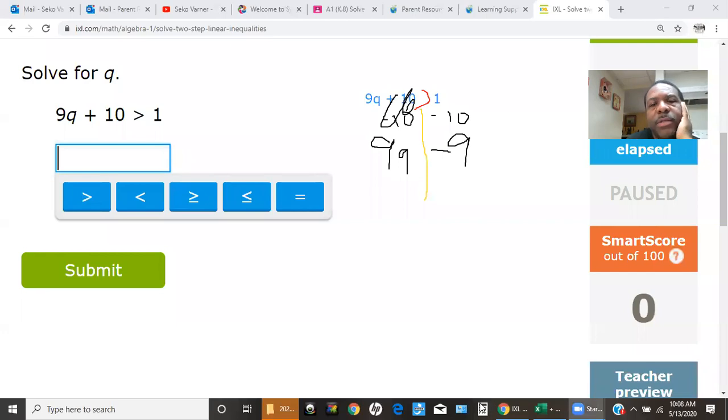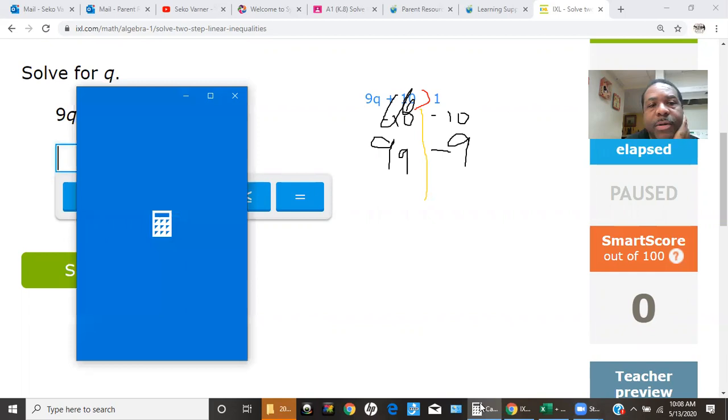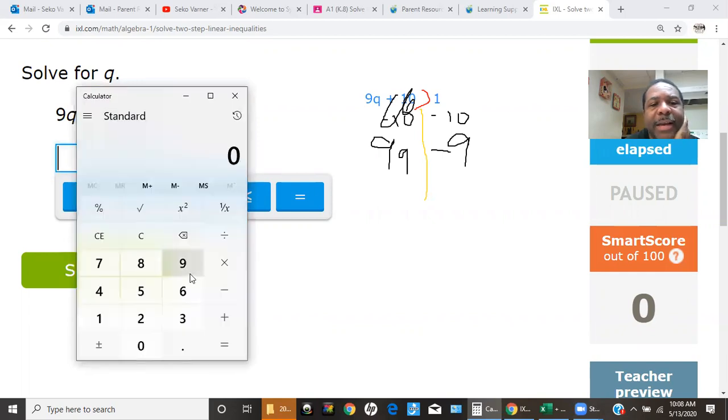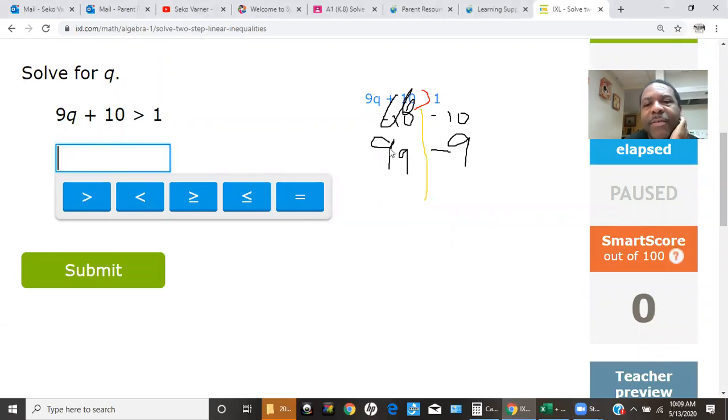And if you want to just use your calculator just to be sure about that, you can do that as well. All right, so we can pull up our handy dandy calculator, and 1 minus 9. Huh. I was mistaken. It should be 1 minus 10, correct? Is -9. Good.